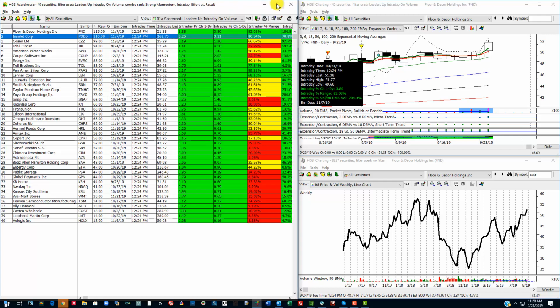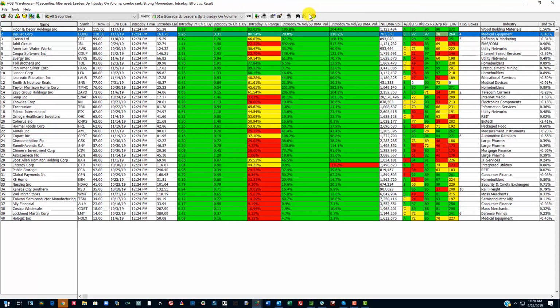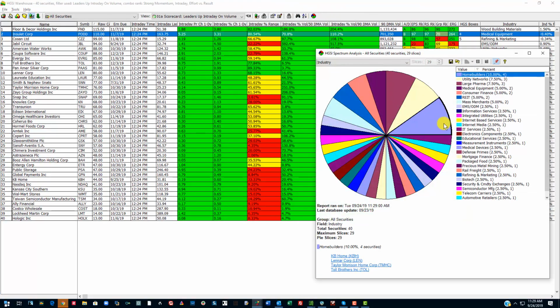What are the groups that are up? An easy way to find out is to bring up the spectrum analyzer. Home builders, there's 4 in here. There's 3 utilities, 3 large pharmas, 2 medical equipment, 2 consumer finance. And as I click on these, it tells me what these home builders are.